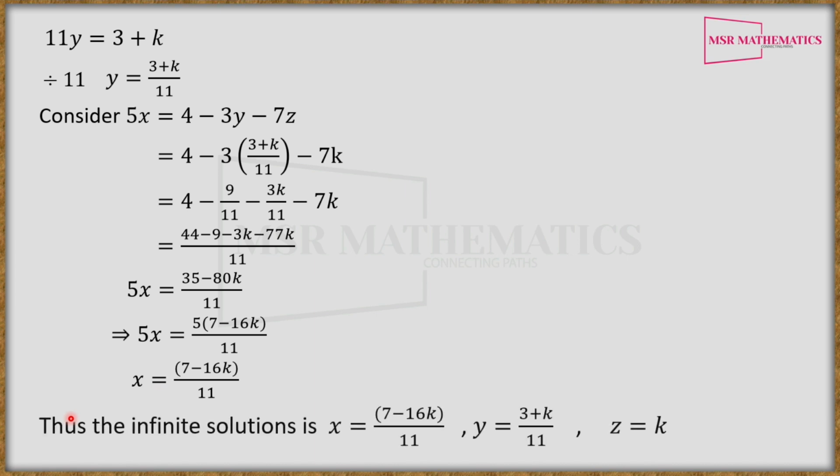So we obtain an infinite solution: x is equal to (7 minus 16k) by 11, y is (3 plus k) by 11 and z is k. We can substitute k as any number, since k is an arbitrary constant. So we obtain infinite solutions for the given system of linear equations. This is how to find the infinite solution for a given system of linear equations. This completes the problem. Here is another problem.